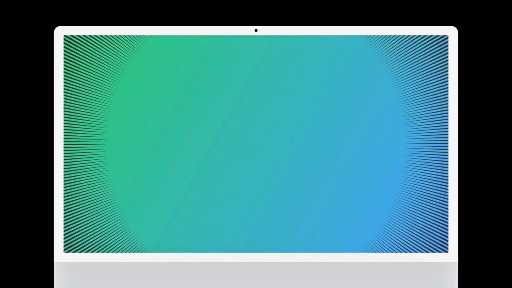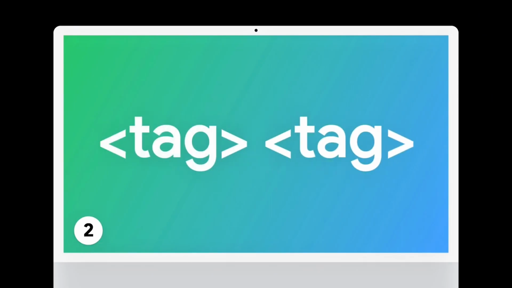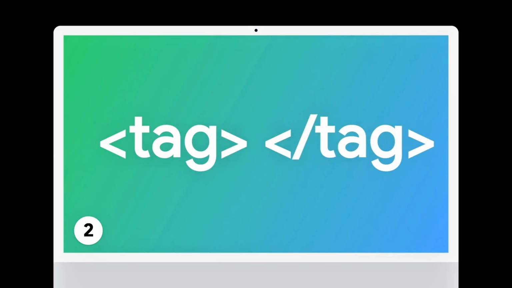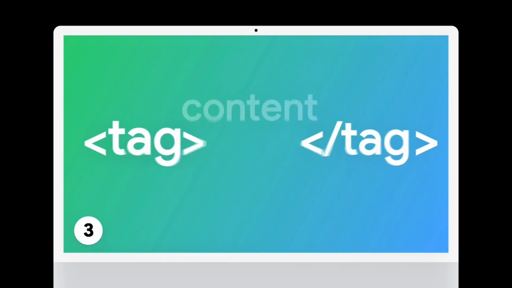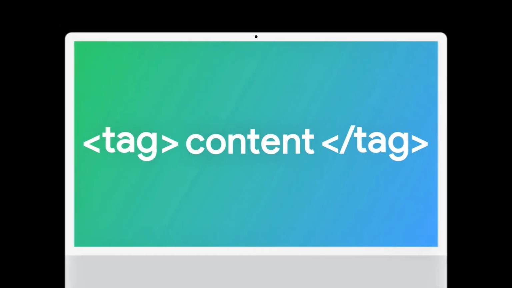So let's do a quick review. First off, all tags are written by placing the name of our tag between a less than symbol and a greater than symbol, as we saw in the examples. Second, most tags will have an open tag and a closed tag. The closed tag will have a / that immediately follows the less than symbol. And third, our content will be placed between the open and closed tags, as you can see here.